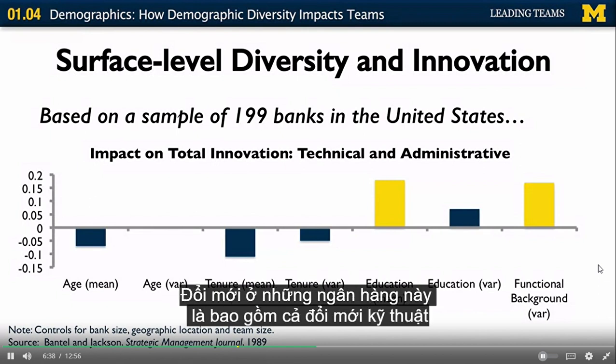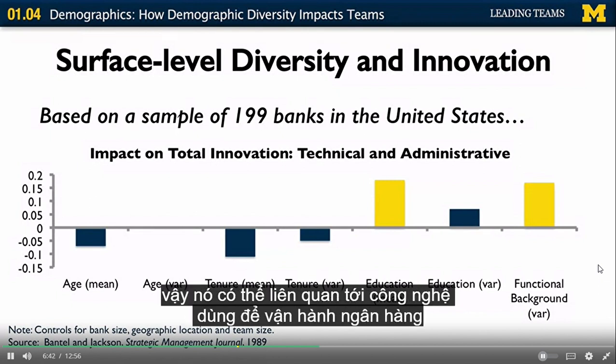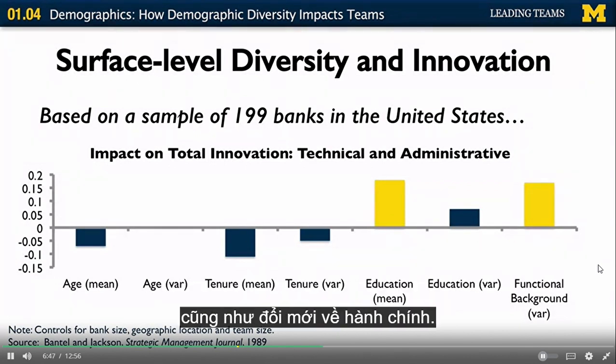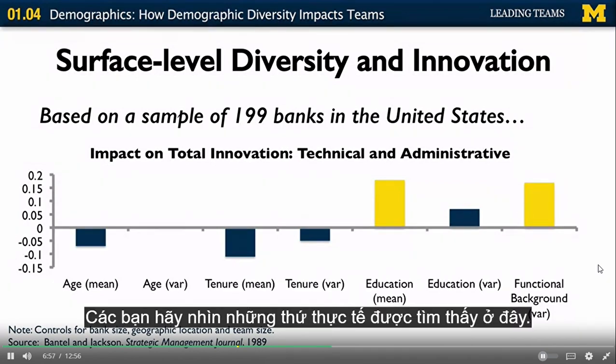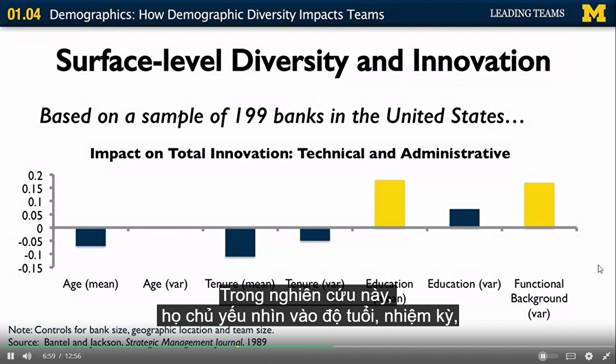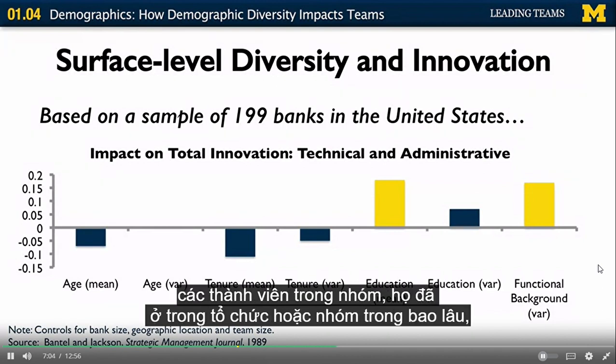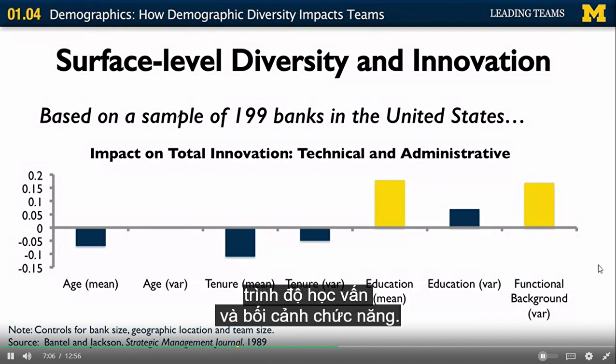The innovations in the banks took the flavor of both technical innovations, so that could be related to the technology that's underlying bank operations, as well as administrative innovation, so innovations in the managerial processes of the bank. And look at what's actually found here. In this study, they've predominantly looked at age, tenure, members of the team, how long they've been with the organization or the team, education level, and functional background.